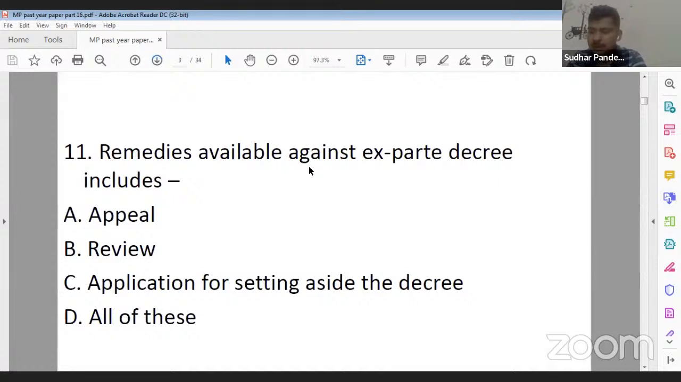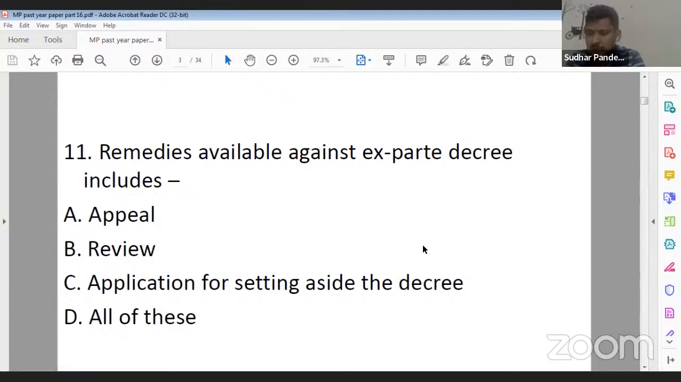Today's first question is question number 11, which is: remedies available against ex parte decree include, which means which of the following is a remedy against an order passed by the court, the ex parte decree. If you remember, under Order 9 Rule 13, the court can pass an ex parte decree. So which of the following will be included as a remedy against an ex parte decree? Option A, appeal. Option B, review. Option C, application for setting aside the decree. And option D, all of these. So what should be the correct answer?